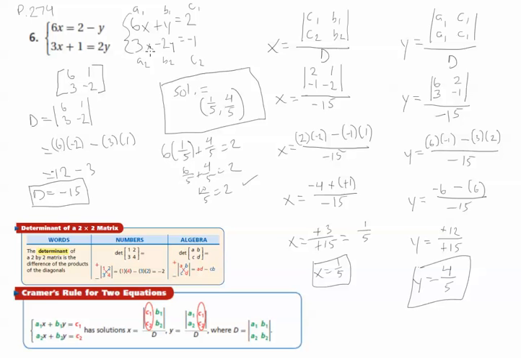And we could check it in the other equation as well. 3 times 1 over 5 is 3 over 5. And then negative 2 times 4 over 5 is negative 8 over 5. And that was supposed to equal negative 1. My denominators are the same, so 3 minus 8 is negative 5 over 5, and that should equal negative 1, and it does. My solutions are good. 1/5 and 4/5.